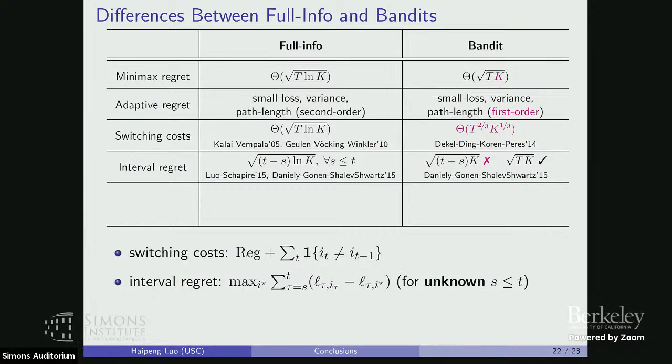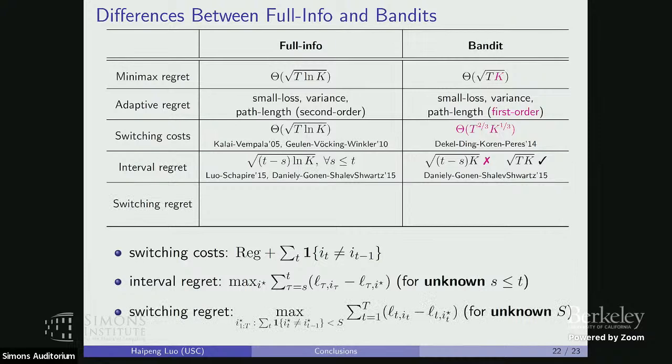And finally, the last thing is very related to interval regret. It's something called switching regret, not to be confused with switching cost. It's saying let's compete with a sequence of changing arms that switches at most S times. Again, this is used for a dynamic environment where you don't have a fixed good arm. So if I allow it to switch S times, maybe I can find a good sequence.